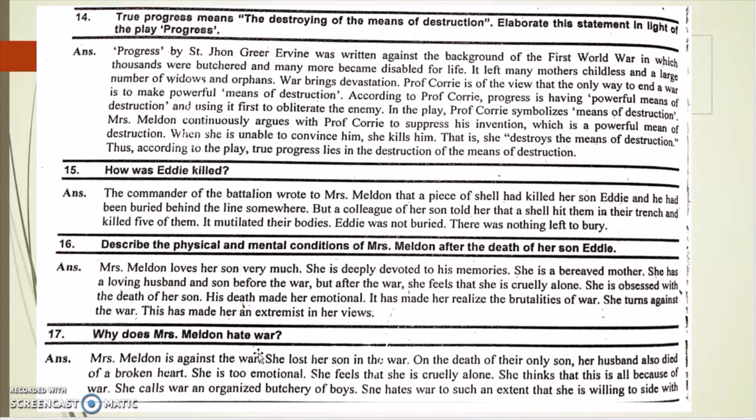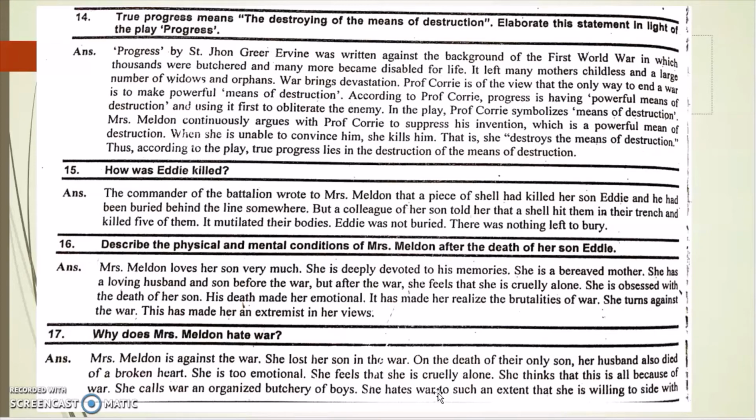Why does Mrs. Meldon hate war? So there's a lot of repetition in these questions. We already have answered it. Mrs. Meldon is against war. She lost her son in the war. On the death of their only son, her husband also died of a broken heart. She is too emotional. She feels that she is cruelly alone. She thinks that this is all because of war. She calls war an organized butchery. Butchery means to butcher somebody with the knife, like we butcher animals.